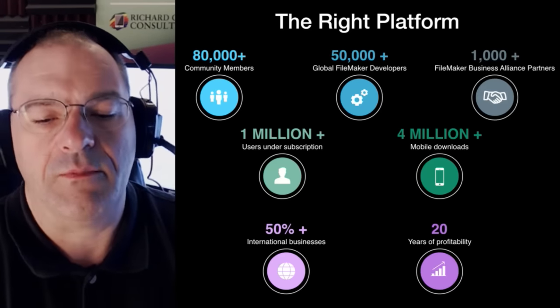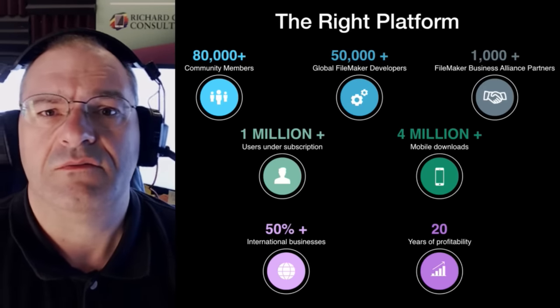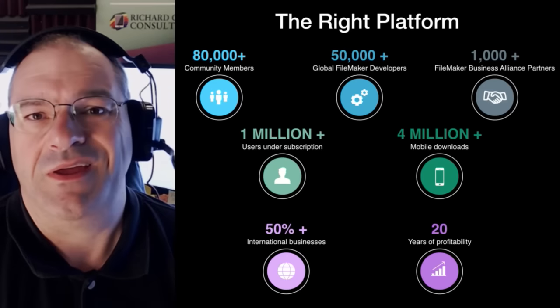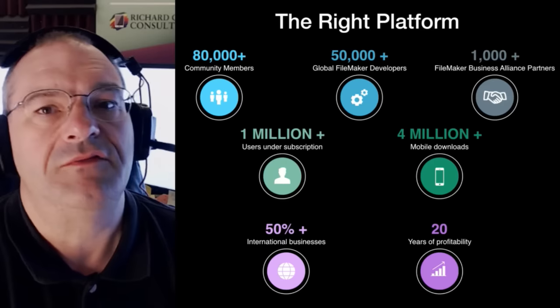So there are other companies out there. They're all companies that have been in business a year or two, for example. They don't have the history, they don't have the developer support, etc. So that's why you pick the FileMaker platform.